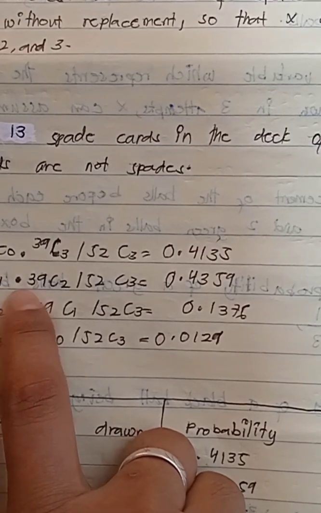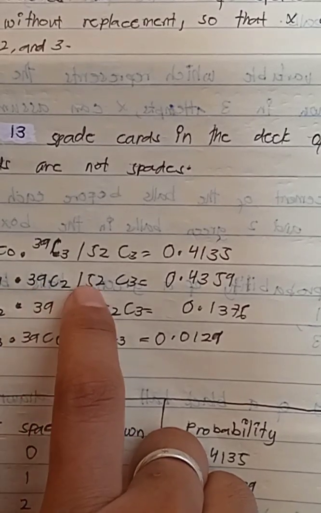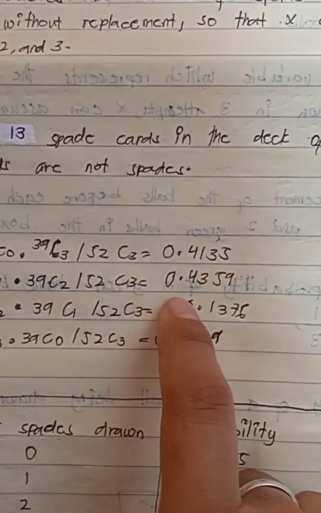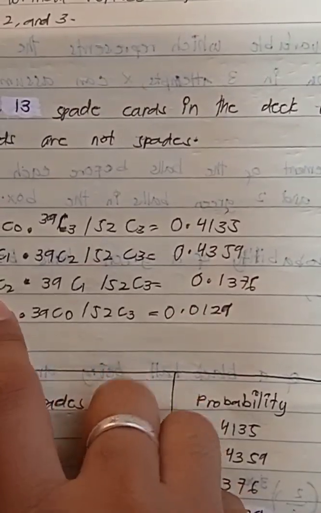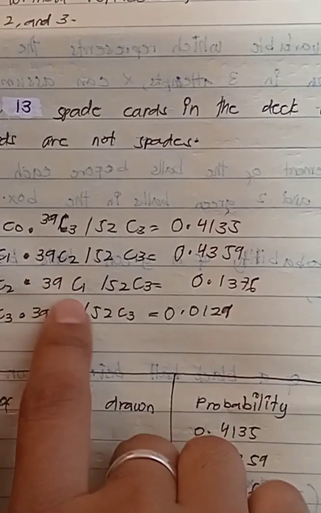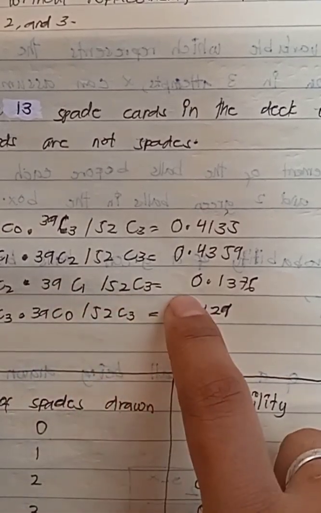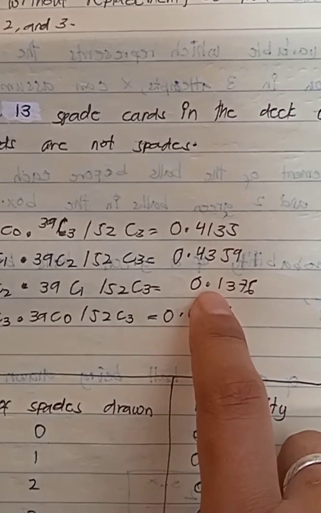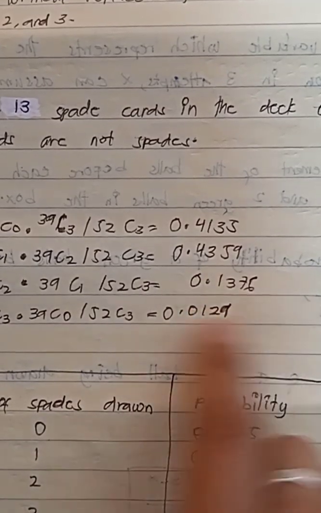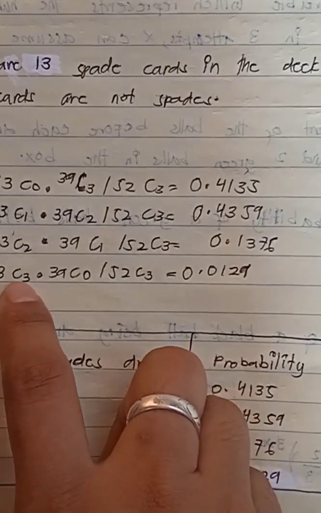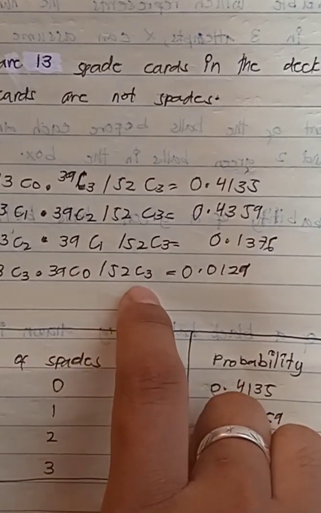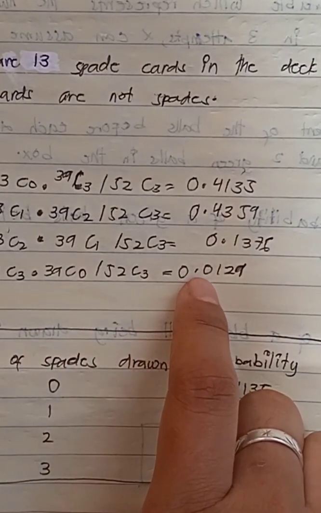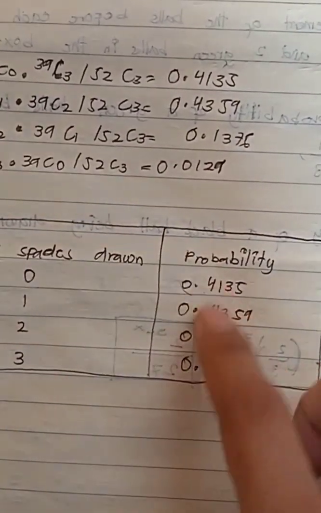So sa number 1 naman po same lang po ito: 13C1 times 39C2 over 52C3 is equals 0.4359. So, sa number 2 naman, 13C2 times 39C1 over 52C3 is equals 0.1376. So, sa number 3 naman, 13C3 times 39C0 over 52C3 is equals 0.0129. So, dito naman po, nilagay ko na po yun dito.